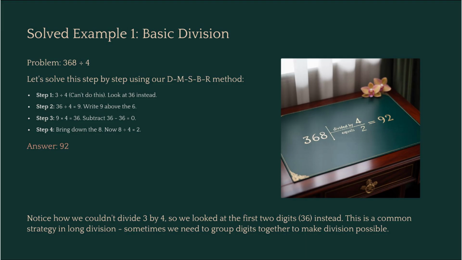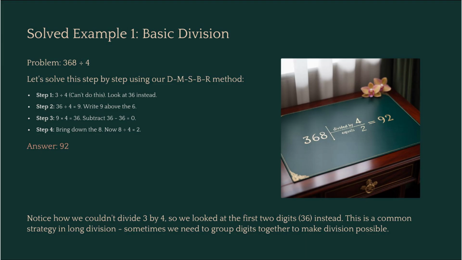Let's apply the steps to our first problem, 368 divided by 4. First, 4 doesn't go into 3, so we look at 36. Divide. 36 divided by 4 is 9. We write 9 over the 6. Multiply. 9 times 4 is 36. Subtract. 36 minus 36 is 0. Bring down the 8. We repeat.